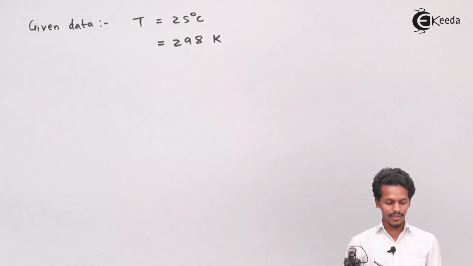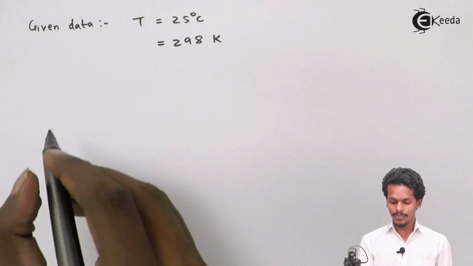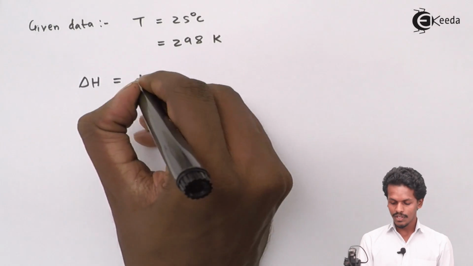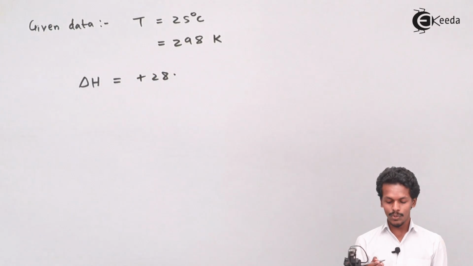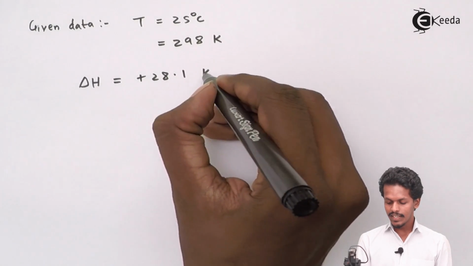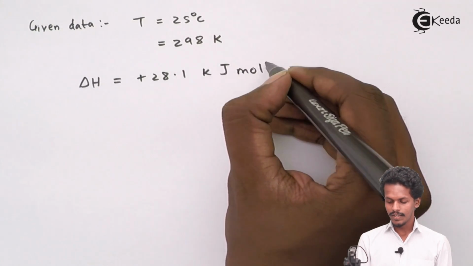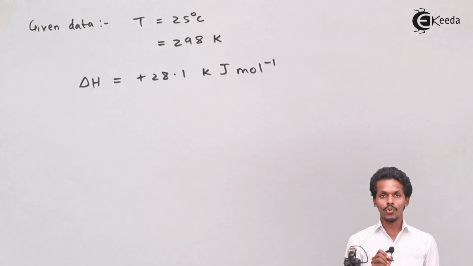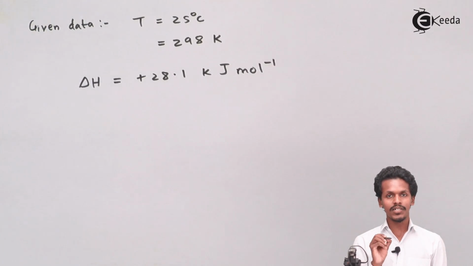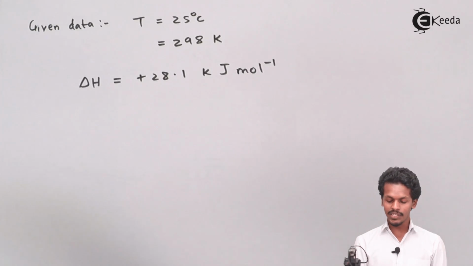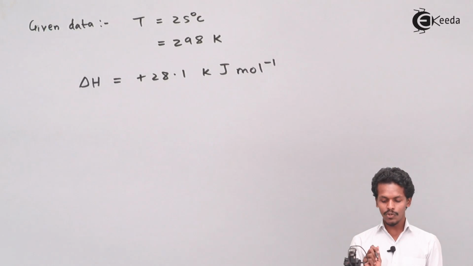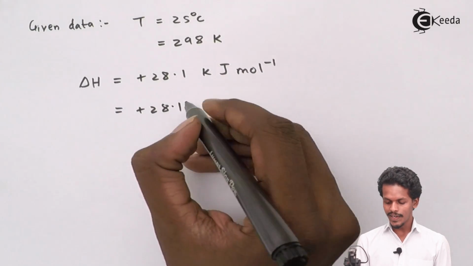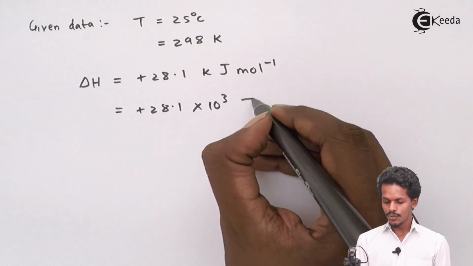So this is the temperature that we have, and moreover we have delta H, which is plus 28.1 kilojoule per mole. But we have to convert it into joules. Why? Because the entropy value is also mentioned in joules. So for better convenience, I am converting this kilojoule into joules. Therefore, this would be plus 28.1 into 10 raised to 3 joule per mole.